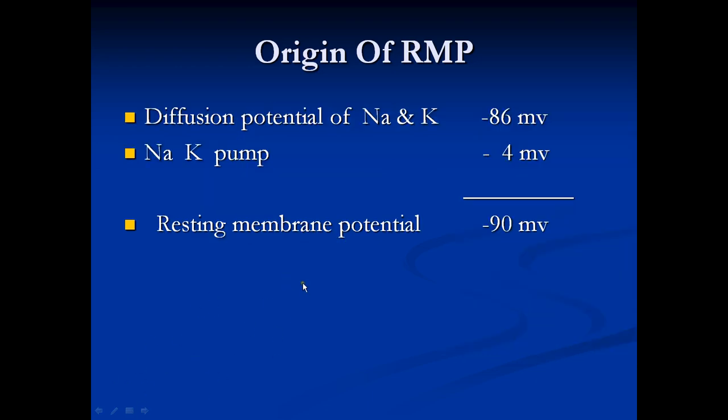So the origin of the resting membrane potential, which is minus 90 millivolts, is just because of the diffusion potential of the sodium and potassium, minus 86, and the sodium potassium pump, which is minus 4 millivolts. When these are added together, it results in minus 90 millivolts, which is the resting membrane potential.